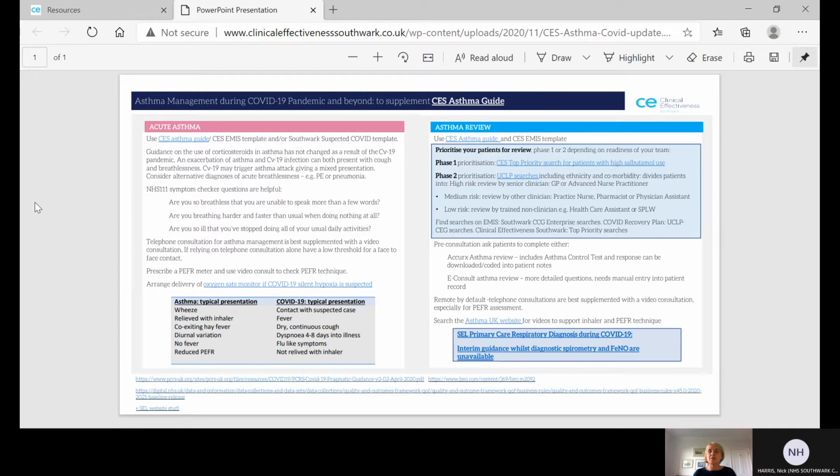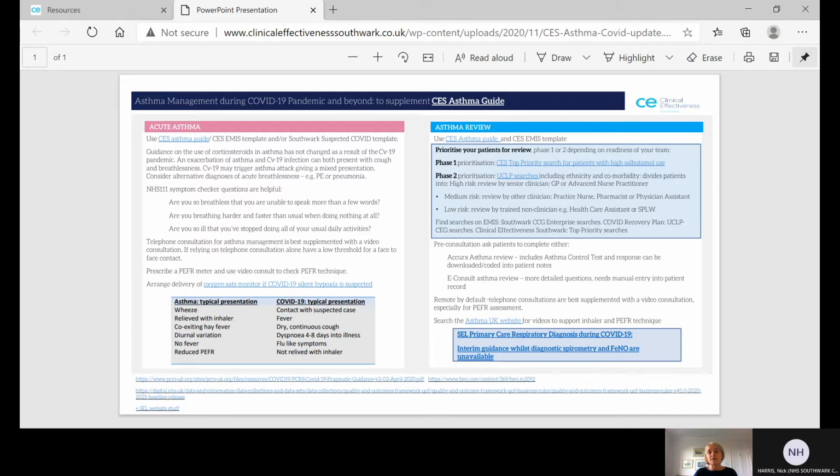And you may find the Clinical Effectiveness breathlessness guidelines helpful. Also think about a combination of these diagnoses, with perhaps COVID triggering an asthma attack and then a secondary pneumonia. Have a low threshold to see these patients face to face or refer to hospital if needed.